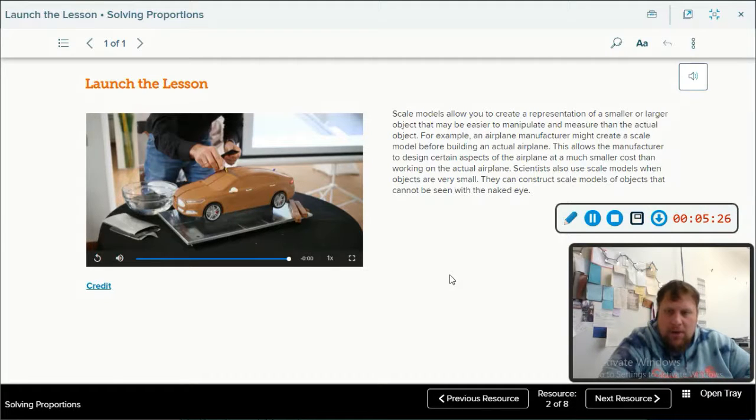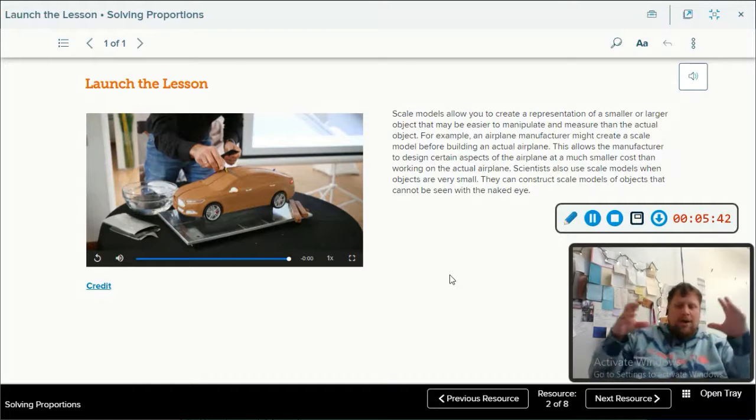They can construct scale models of the object that cannot be seen with the naked eye. So we use the ratios, we use proportions to either upscale things or downscale them, right? Like I was saying, scientists, if they want to look at a molecule, clearly that's pretty hard. So what do they do? They create models that are thousands and millions of times bigger than an actual atom to be able to look at the workings of it inside.